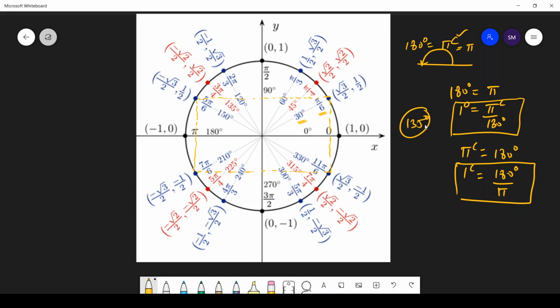So you want to convert this 135 degree into radian. Simply, this is 135 into 1 degree. So multiply by the value of 1 degree from here: 135 into pi upon 180 degree. Degrees cancel out, and what do you get here, students?